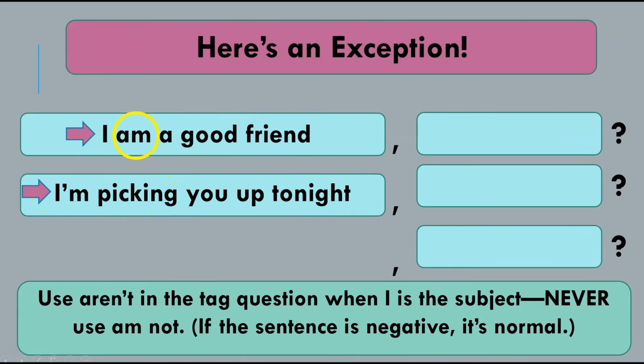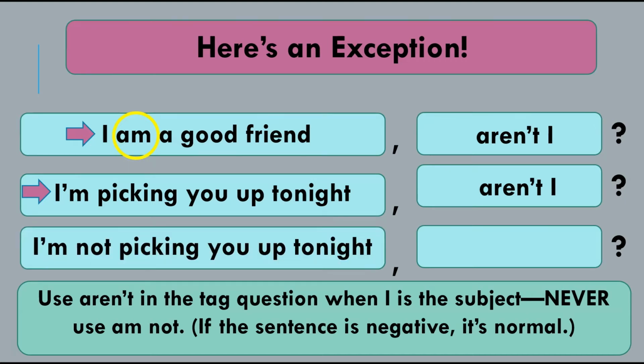We do have an exception. You should use aren't in the tag question when I is the subject and am is our verb. We never use am not. So, I am a good friend, aren't I? I'm picking you up tonight, aren't I?